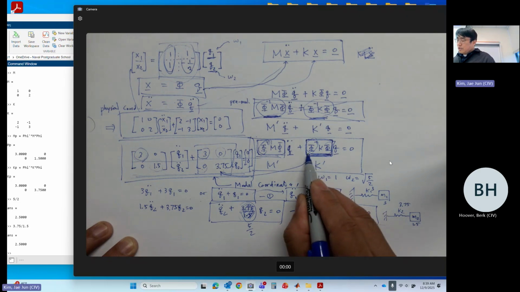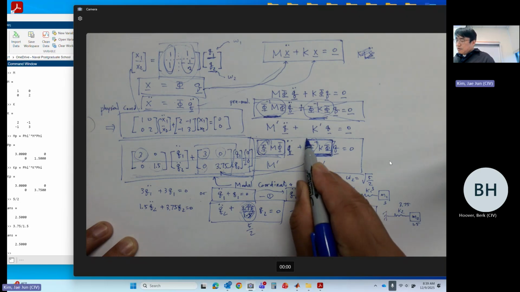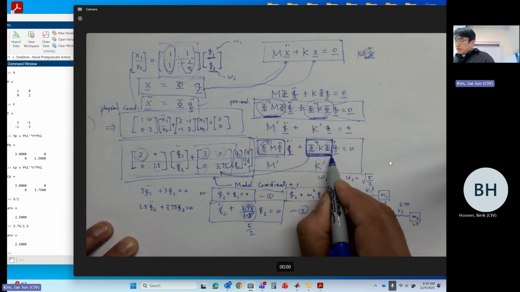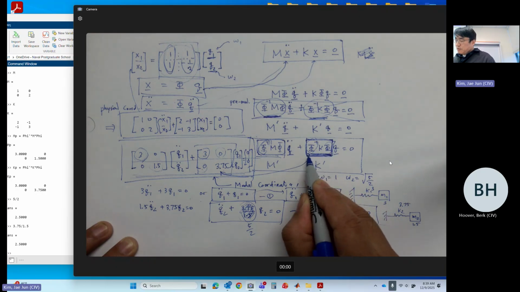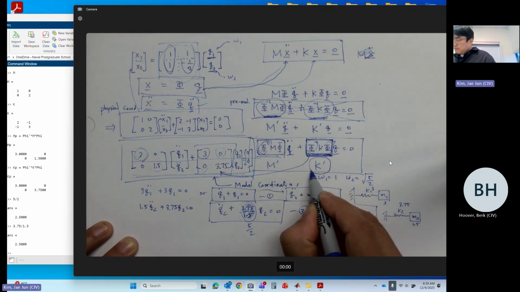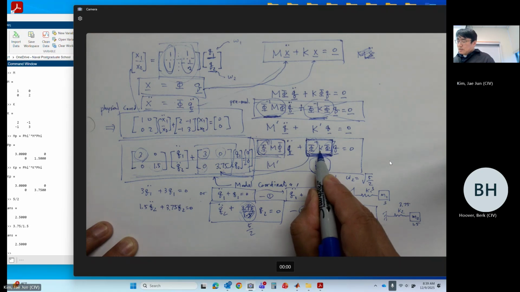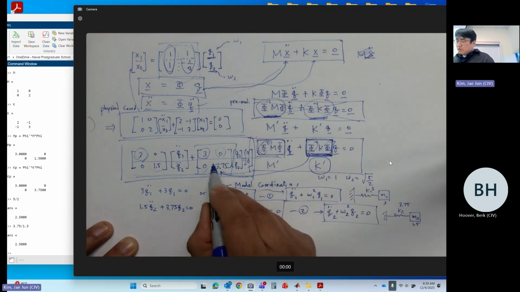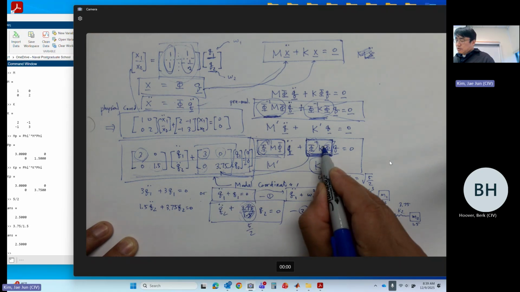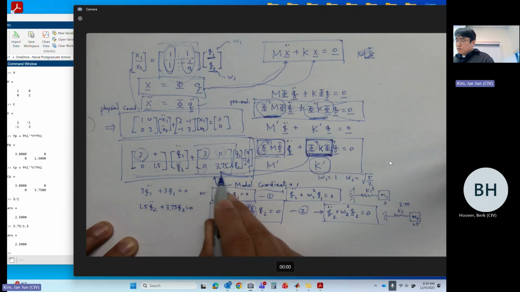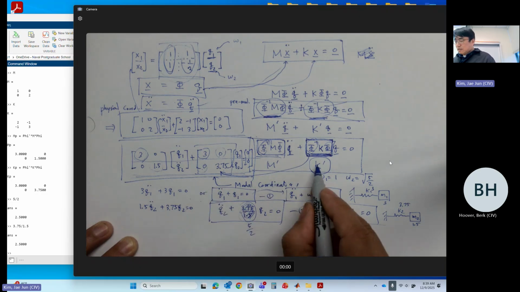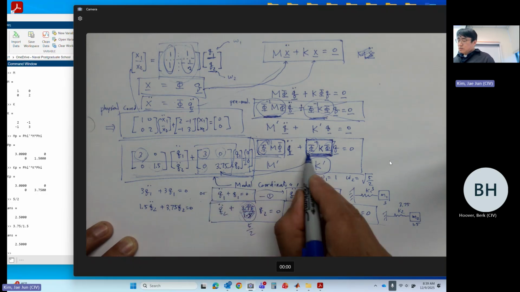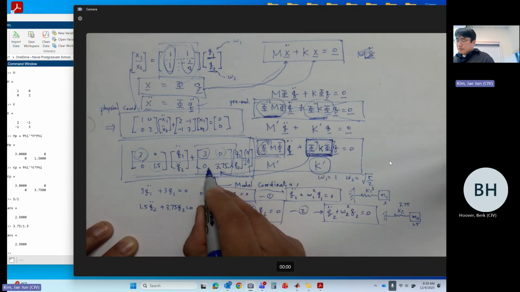So you just show that by doing the modal transformation, the modal stiffness matrix, using the original stiffness matrix, is diagonal. If you show that it's a diagonal matrix, then that shows that your mode shapes are orthogonal.